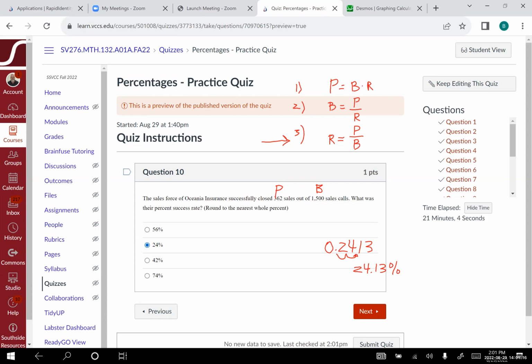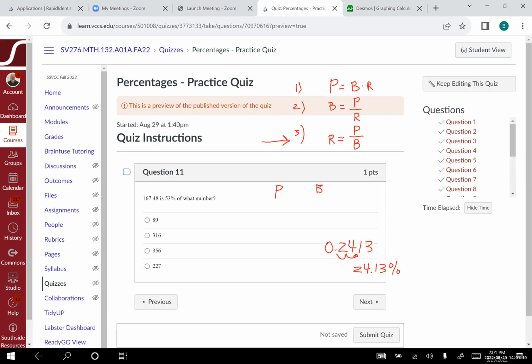All right, let's see. Next. Now it says 167.48 is 53% of what number? So the 53%, that's the rate. Now, notice here's that word, of what number? So the what number, that's the base because that comes after the of. So we're looking for the base. So that means this 167 must be the part.